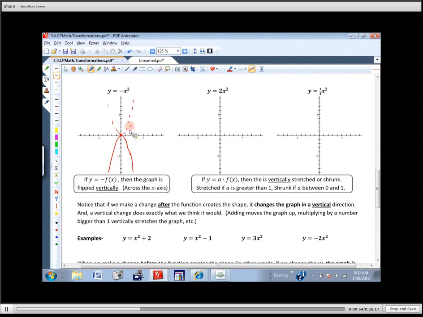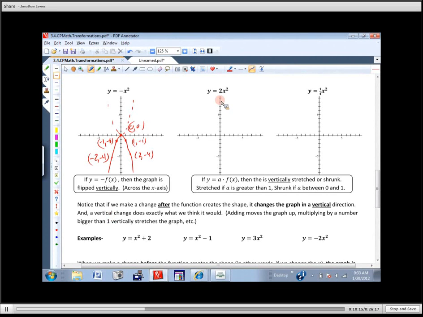So the vertex would still be 0, 0. This point right here would be 1, -1, and this point right here would be 2, -4. Of course, we've got those other symmetric points, so this would be -2, -4, and -1, -1. Okay? Any questions there? Okay, what does the 2 do to the graph?